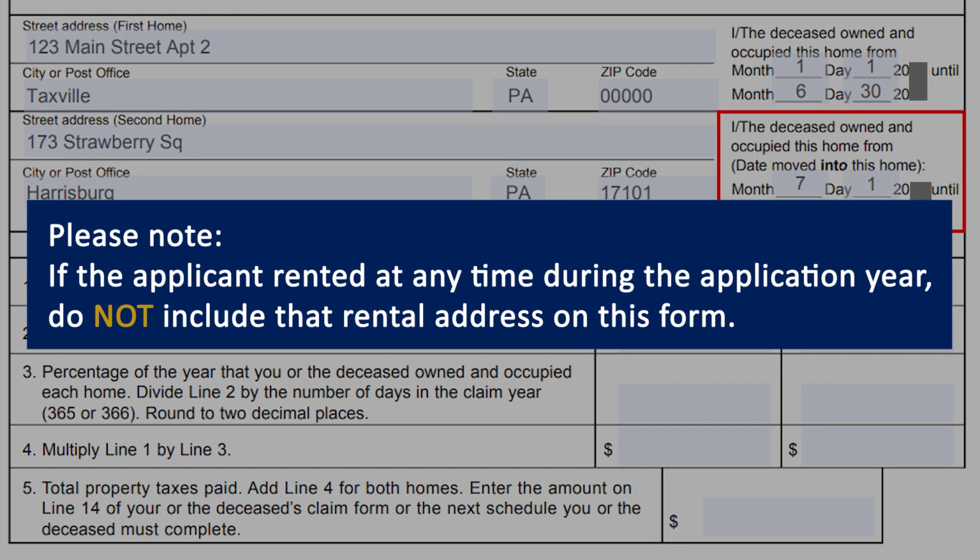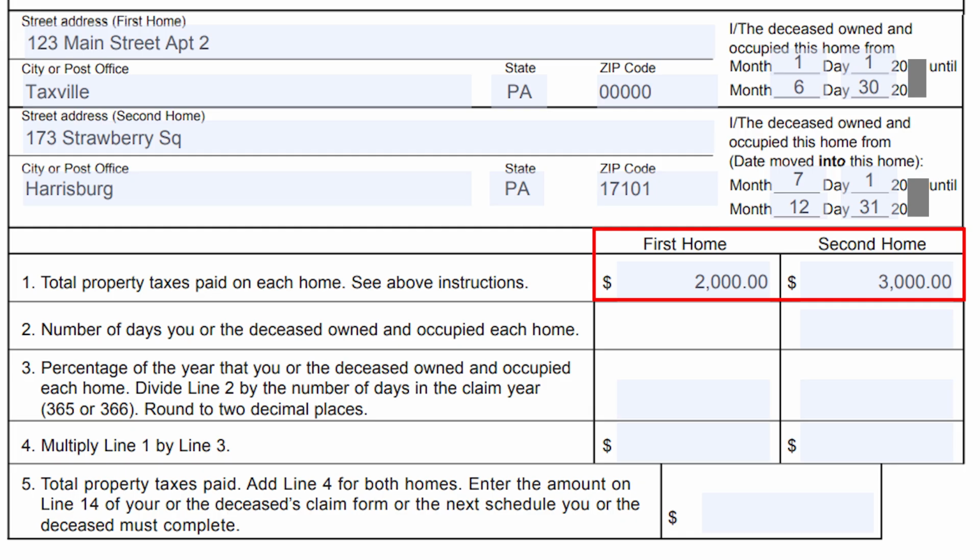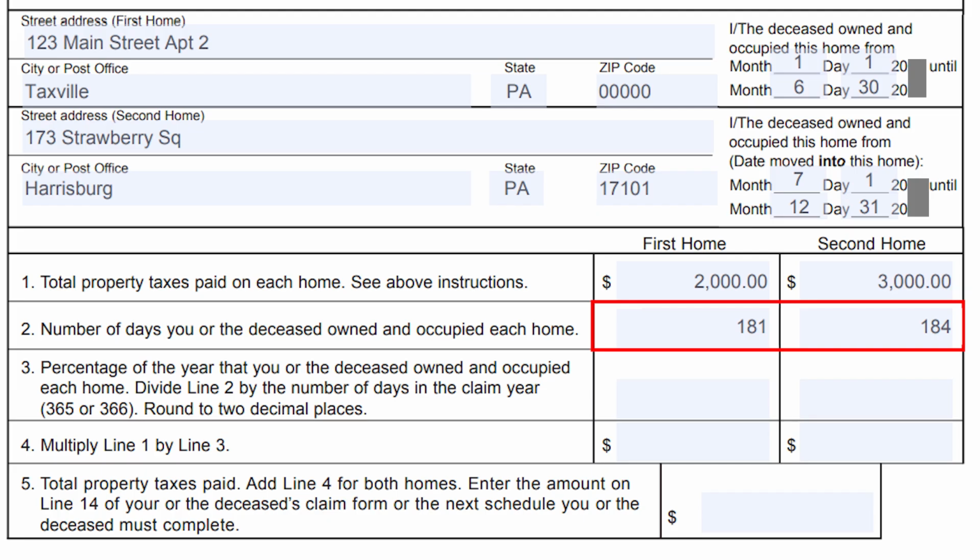Please note, if the applicant rented at any time during the application year, do not include that rental address on this form. Next, on line 1, enter the total amount of property taxes paid for each home during the application year. Next, determine the number of days the applicant owned and lived in each home, and list that figure on line 2.